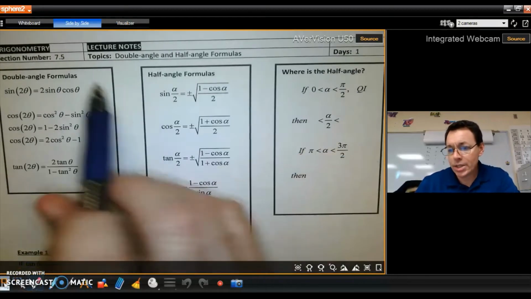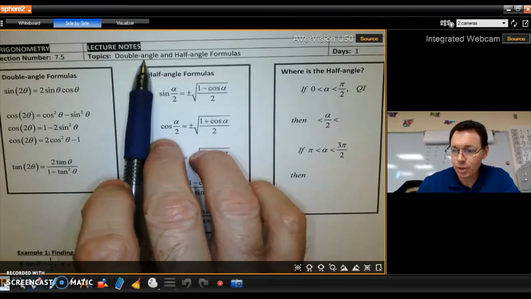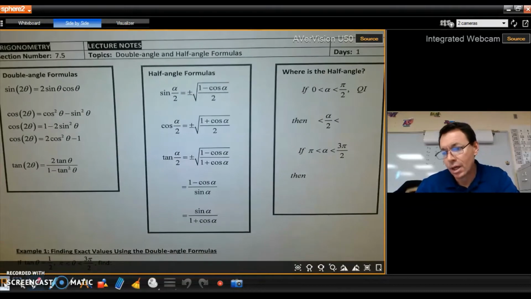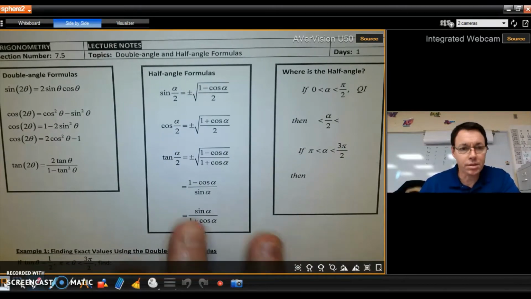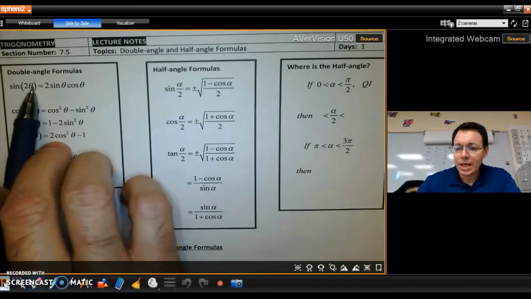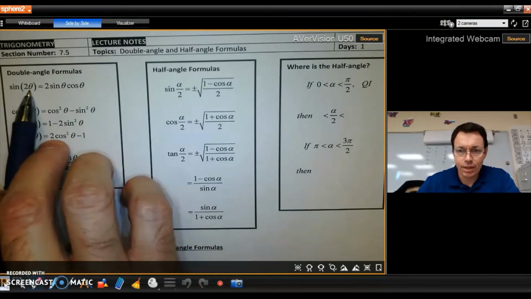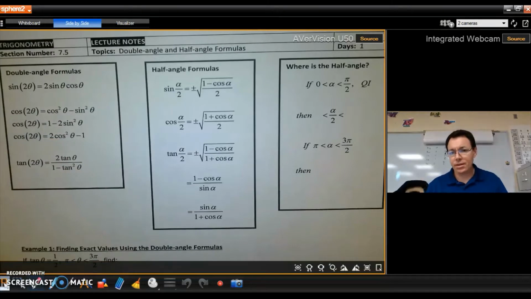Hi! Today we're going to take a look at section 7.5, which are the double angle and half angle formulas. This is just a bunch of formulas that you will be given. You don't have to memorize these. And what they are, imagine that I know things about some angle theta. I know the sine of theta, the cosine of theta, whatever. I know everything there is to know about this angle theta.